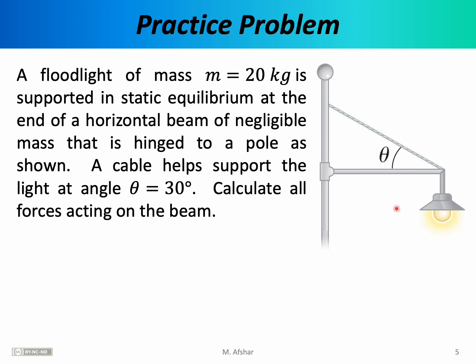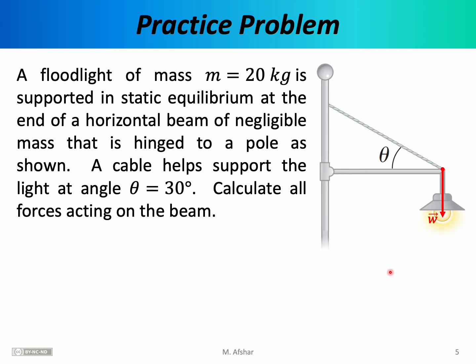In this particular problem, we're going to focus on the beam. Specifically, we will ensure that the forces are such that the horizontal beam here is in static equilibrium. We feel that if the horizontal beam is in static equilibrium, then the floodlight and the rest of the structure will also remain in equilibrium. We need to analyze the forces that are acting on the horizontal beam.